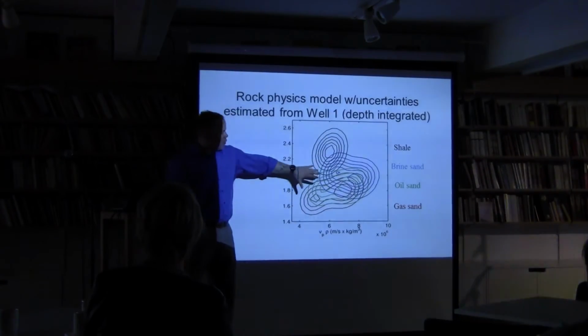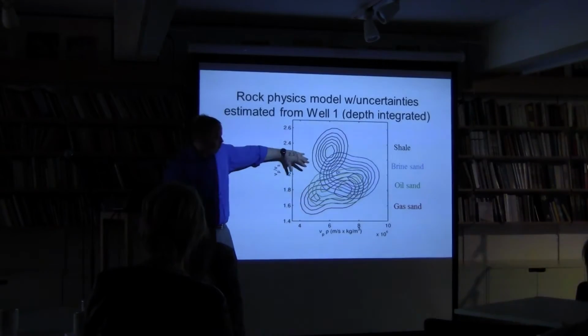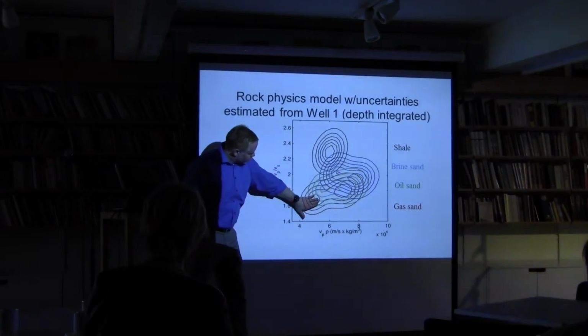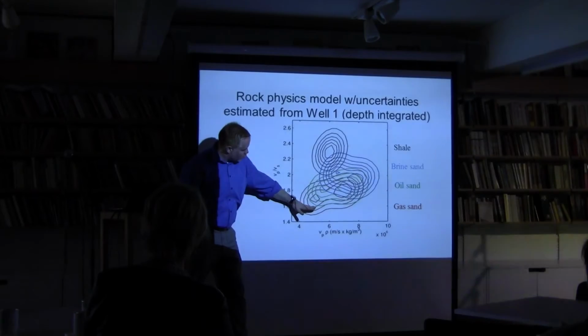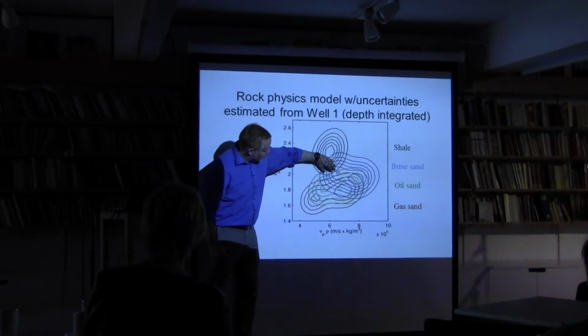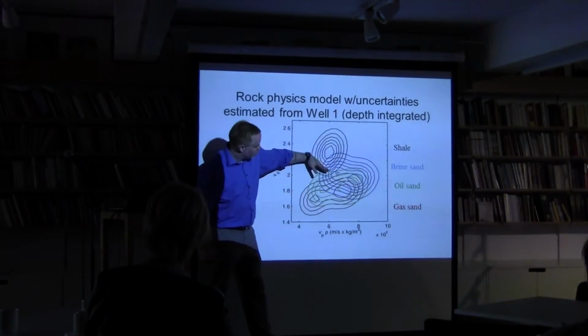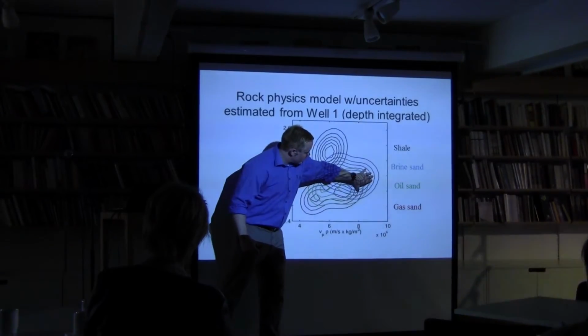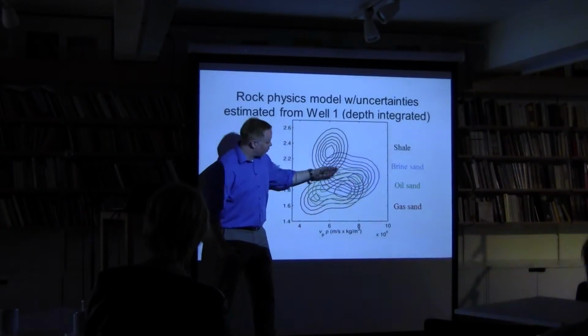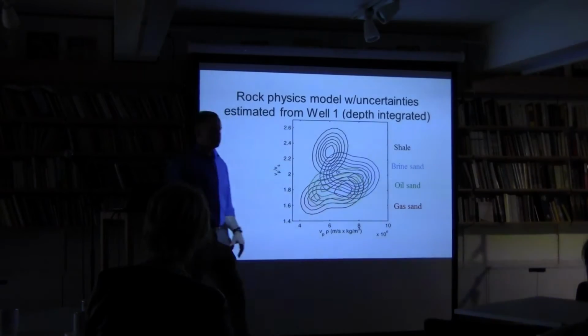And you see, of course, there are overlaps between the different classes, but first of all, there is a fluid sensitivity that is largest when you have the softest sand, but there is a cement trend here. And when it's more cemented, higher impedances and lower VP-VS ratio, the fluid effect is smaller.